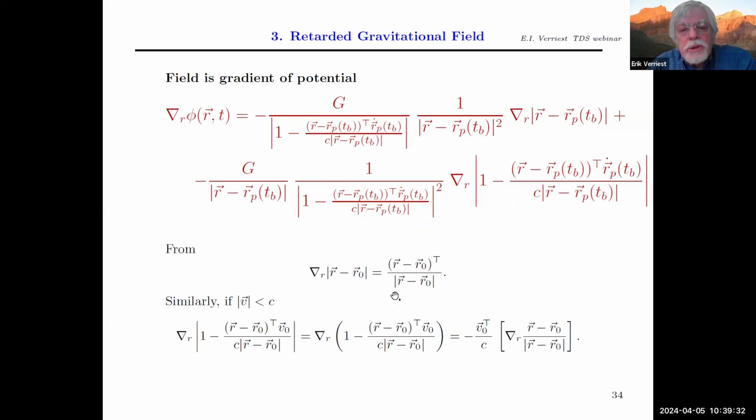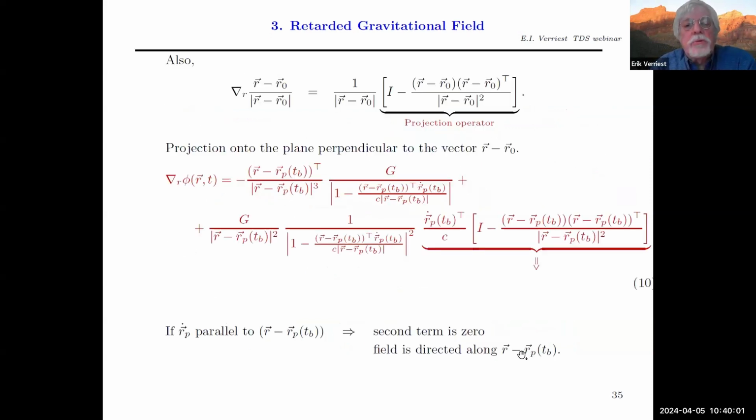So how do we get that? Well, we need to use some well-known relations. The gradient of the magnitude of a vector is given like this. Similarly, we get this here. Now, notice that this term is always less than 1, because v is always less than the speed of light. So I can do away with the absolute value sign and just take the gradient of this, which is somewhat simplified.